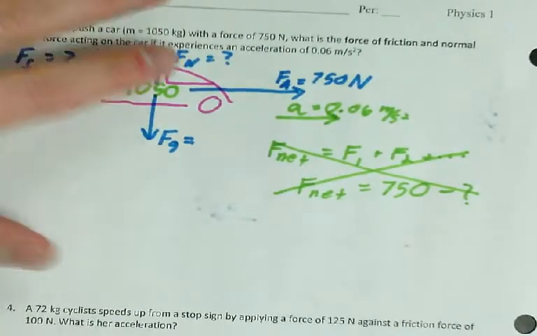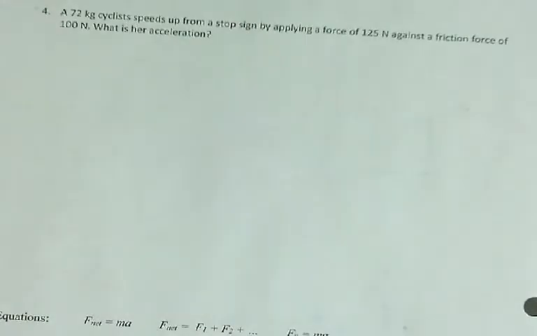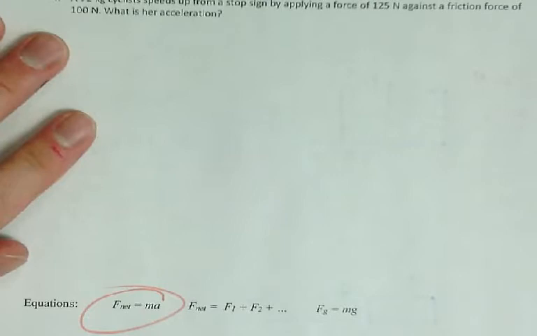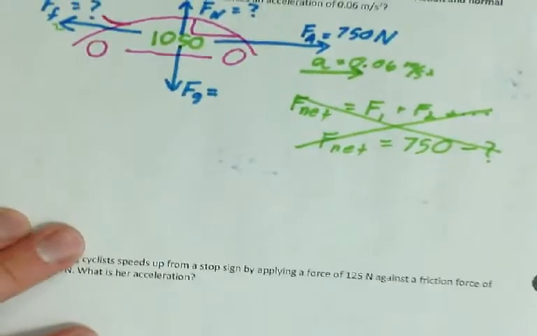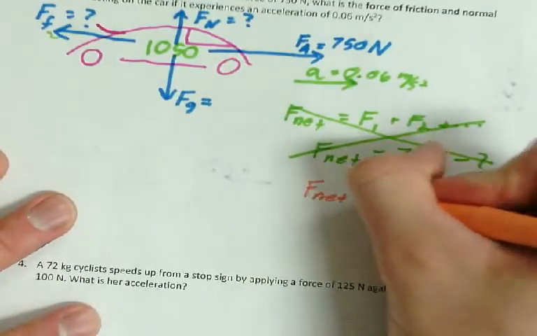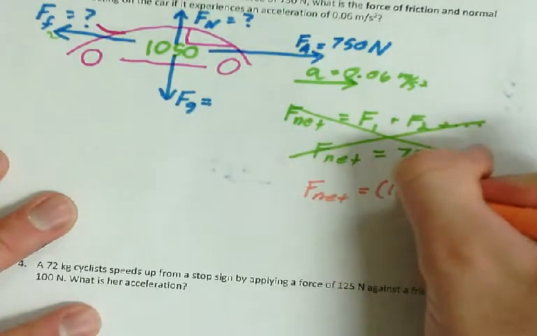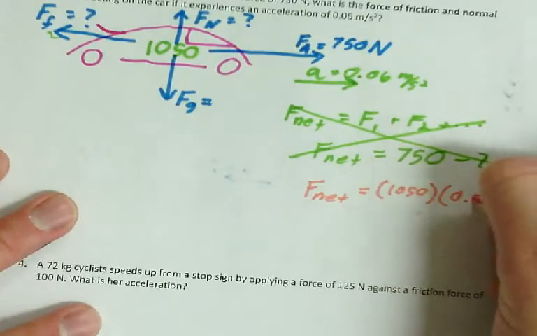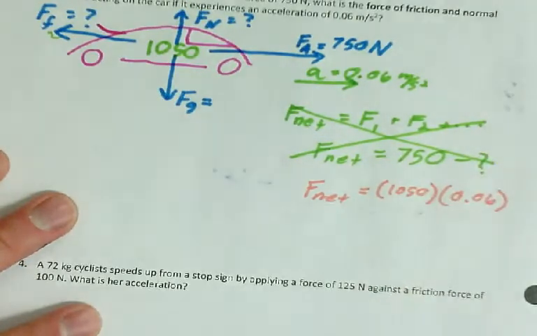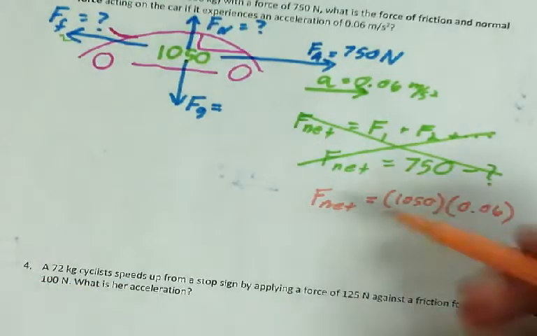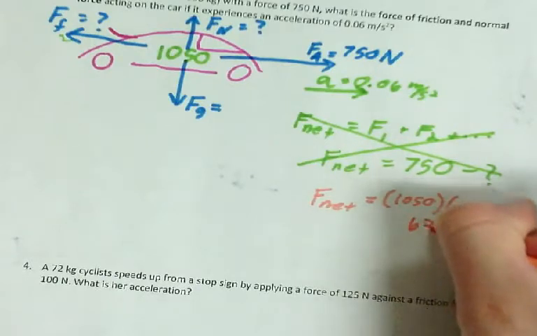And there is a different way to solve this. F net equals ma. Newton's second law. So let's go back and let's try this again, but this time let's do Newton's second law. So F net equals ma. The mass is 1050. A is 0.06. When I do that, I get 63 for the net force.